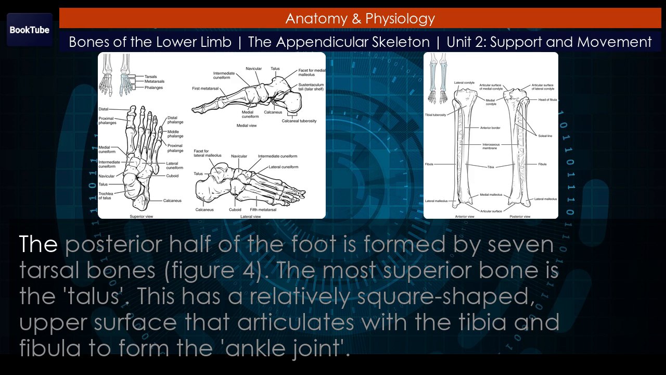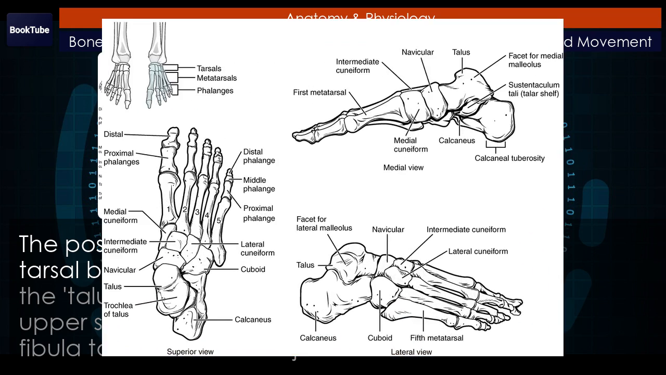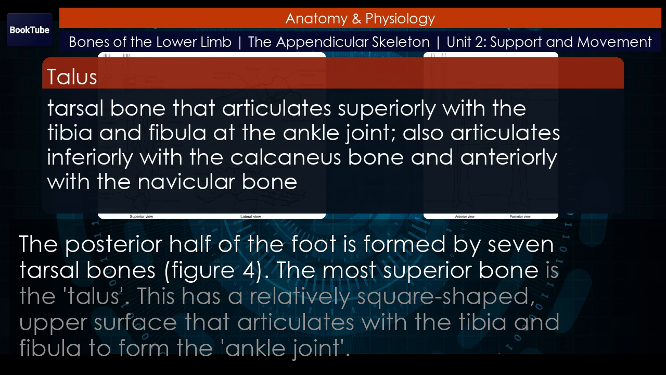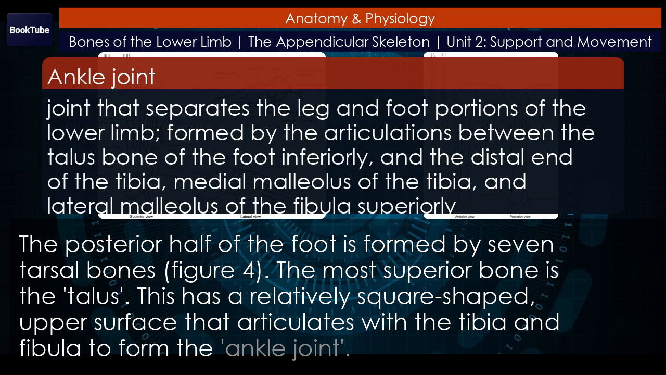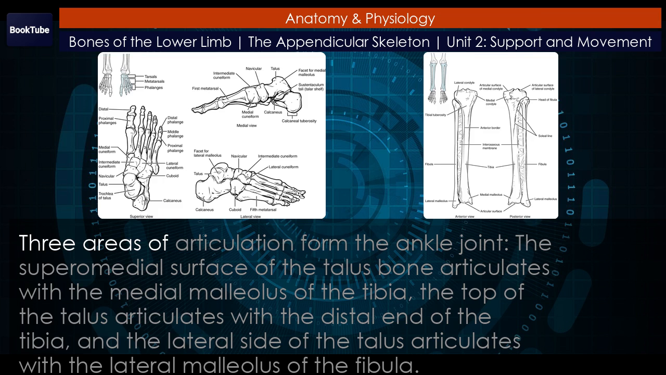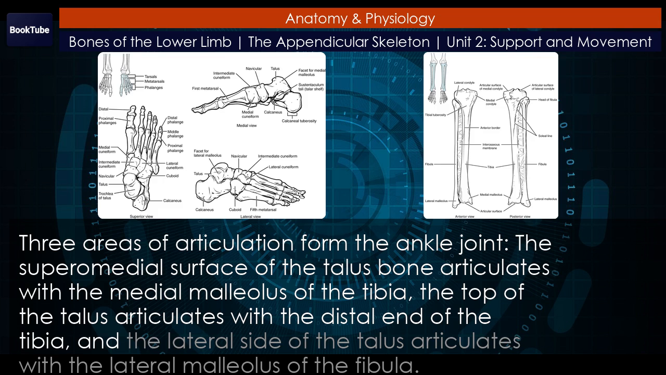Tarsal bones. The posterior half of the foot is formed by 7 tarsal bones. See Figure 4. The most superior bone is the talus. This has a relatively square-shaped upper surface that articulates with the tibia and fibula to form the ankle joint. 3 areas of articulation form the ankle joint. The supramedial surface of the talus bone articulates with the medial malleolus of the tibia. The top of the talus articulates with the distal end of the tibia, and the lateral side of the talus articulates with the lateral malleolus of the fibula.